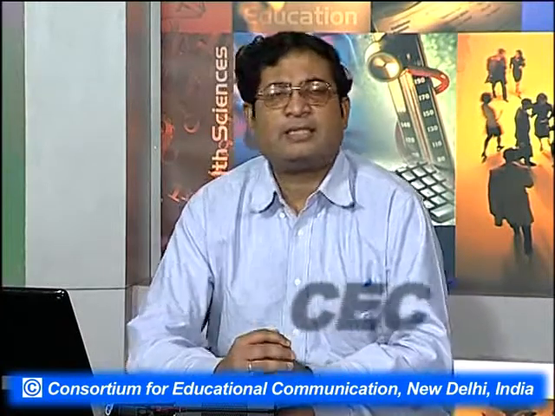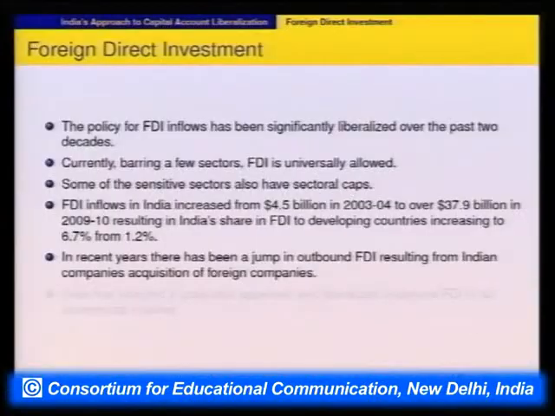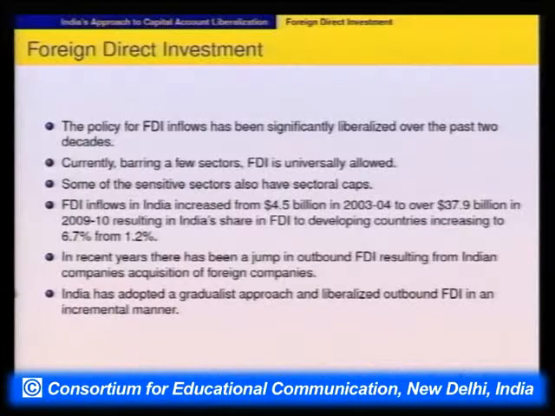Now, in recent years, as I said, there has also been a sharp increase in outflow of FDI. And this has happened primarily through the way that Indian companies have taken over some of the big multinational companies in other countries. So again, even in the case of outflow, India has adopted a gradual approach. So the upper limit on FDI outflow has only been liberalized in a progressive manner.